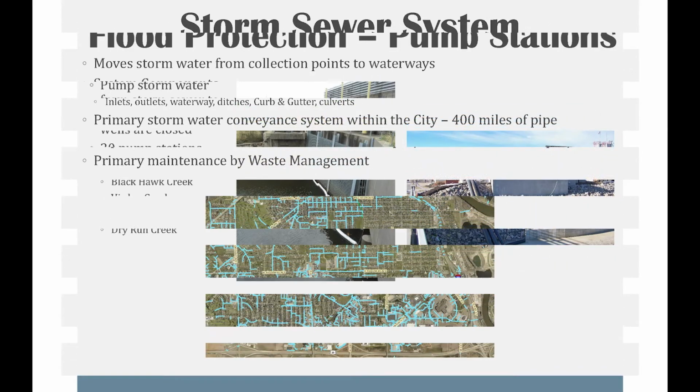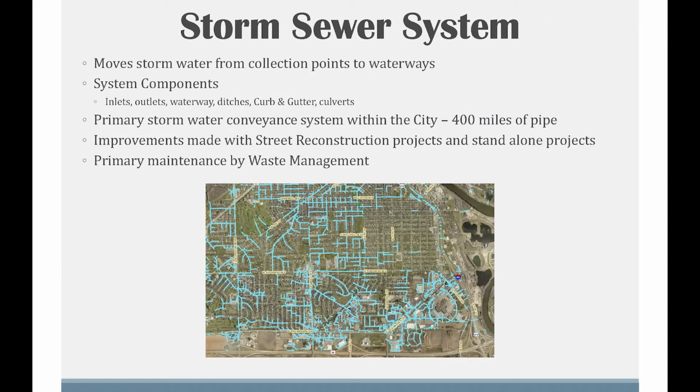And then we have our storm sewer system. So this is essentially the collection point. It goes into the storm inlet, through the storm sewer, out the outfall, and then into our water bodies. If we don't have a curb and gutter style, we've also got ditches and culverts for that water to flow through as well. This is our primary stormwater conveyance system within the city, about 400 miles of pipe. And improvements to this storm pipe are usually made with any street reconstruction projects or standalone projects that the city has.